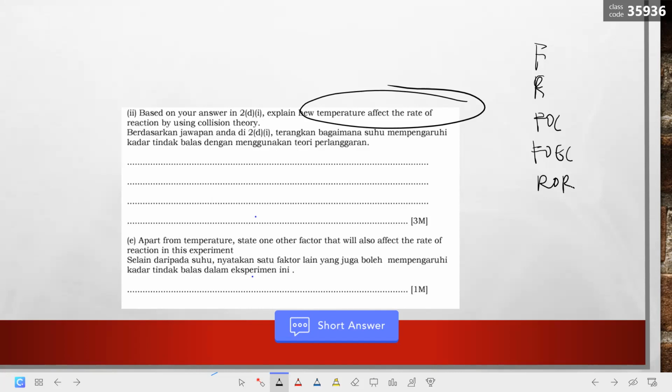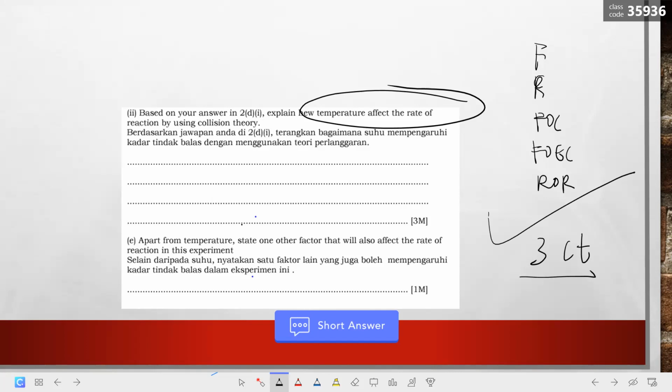Frequency of collision between hydrogen ions and calcium carbonate increases. Very good. And then the frequency of effective collision between hydrogen ions and calcium carbonate increases. Very good. And rate of reaction increases. Excellent. You have done three collision theory answers with me already. Only one more left to teach you all. After that, you all can answer any question.